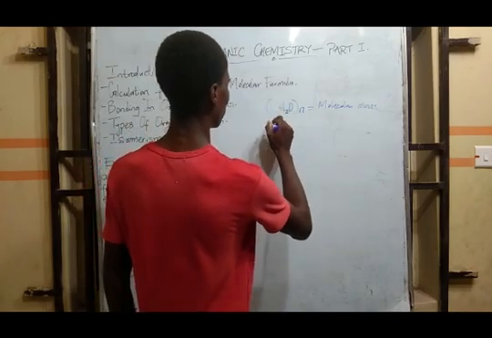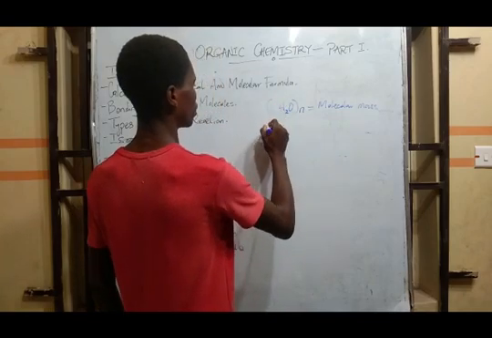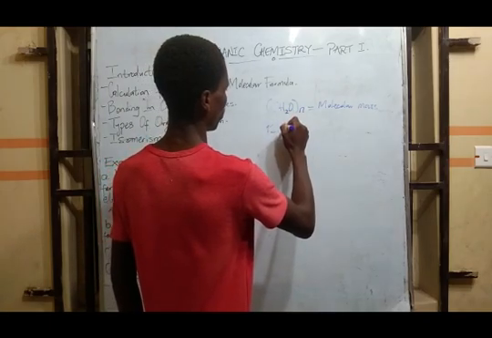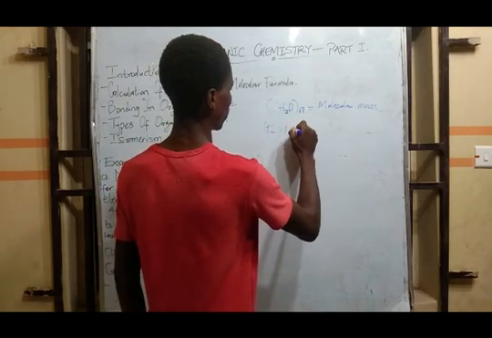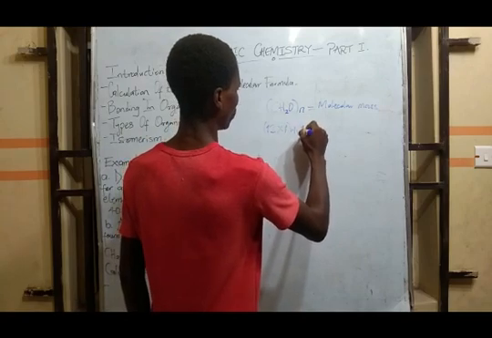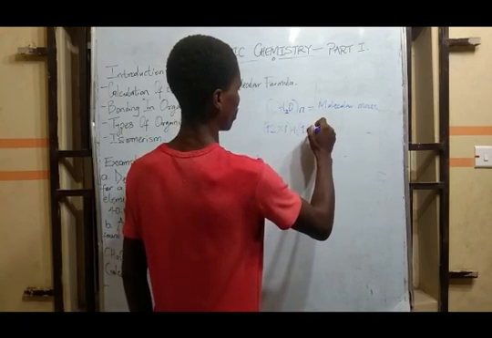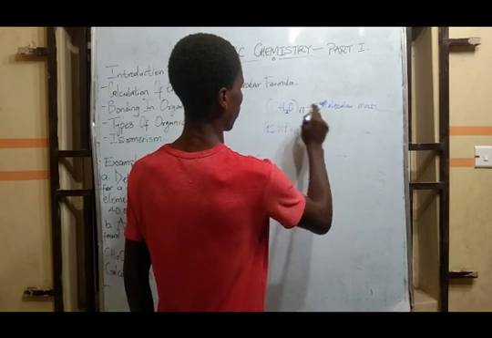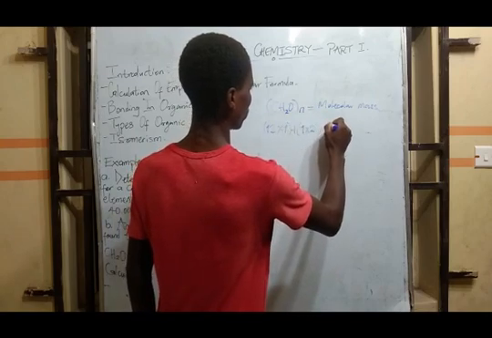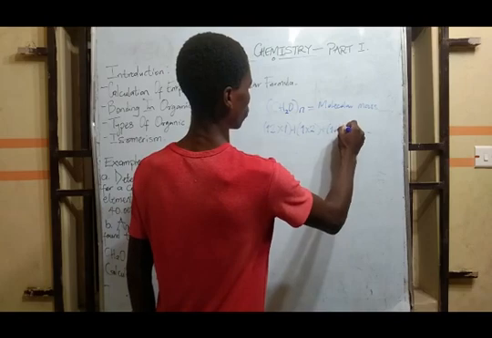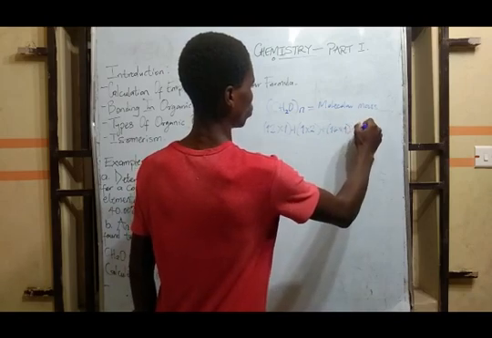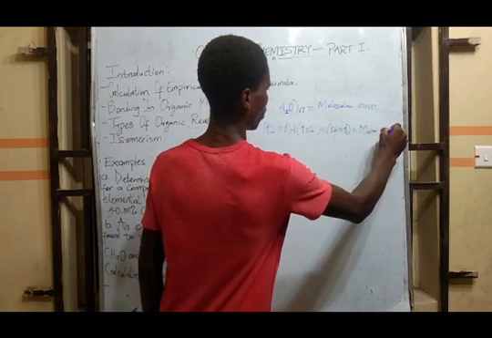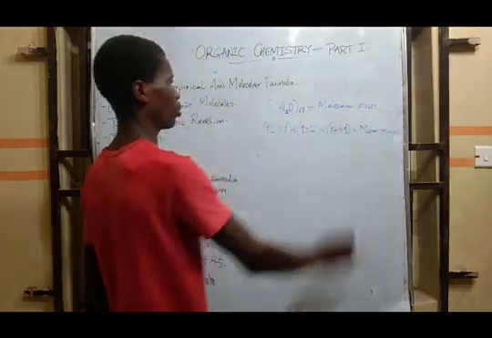In solving this, we take their relative atomic masses and multiply them by the subscripts: carbon is 12 times 1, close the brackets, plus hydrogen, which is 1 in relative atomic mass, multiplied by the 2 here. Then our oxygen, which is 16 times 1, equals our molar mass, which is the same thing as the molecular mass.